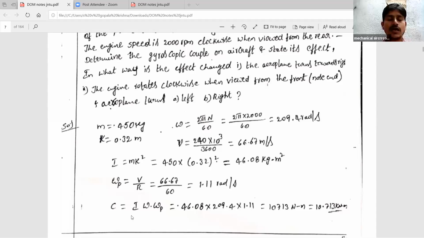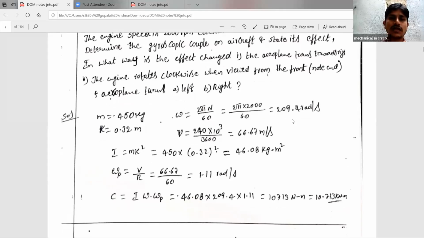Now the gyroscopic couple due to the aeroplane, C equals I into omega suffix p. I value is 46.08, omega is 209.4, and omega p is 1.11. Then we get 10713 Newton meters. The gyroscopic couple due to the plane is 10713 Newton meter, and it may also be converted into 10.713 kilo Newton meter.